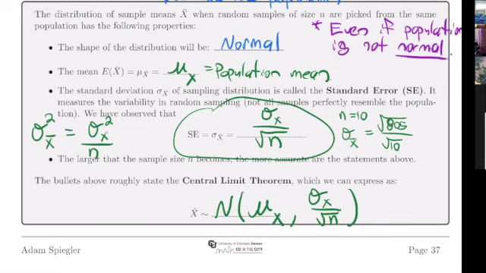And this is what's called the central limit theorem. It's central to everything that we do in statistical inference. Any questions?